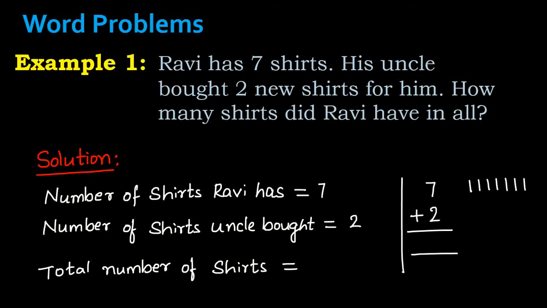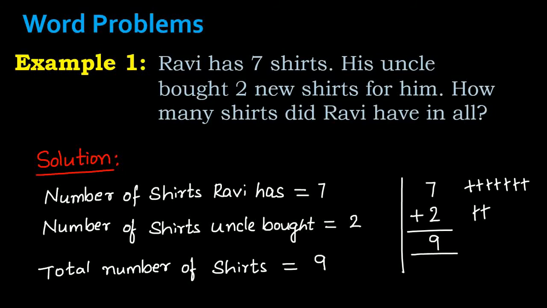And the second number is 2. I will draw 2 lines here. Let us count all these lines now to get the sum of these two numbers. 1, 2, 3, 4, 5, 6, 7, 8, 9. So the answer is 9. Total number of shirts Ravi has is 9.